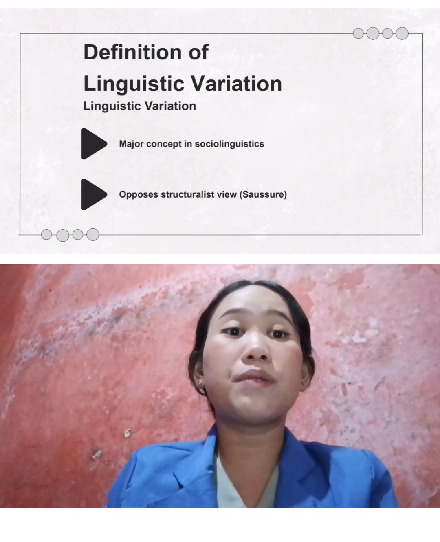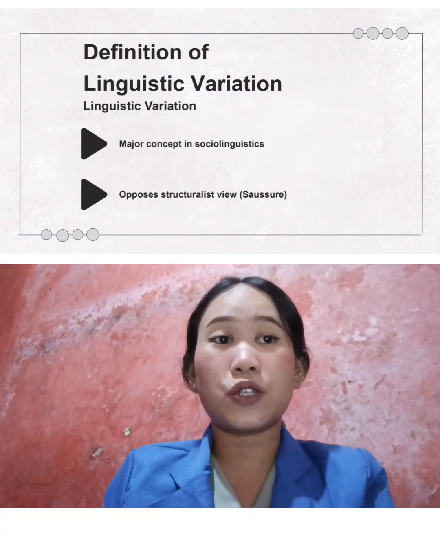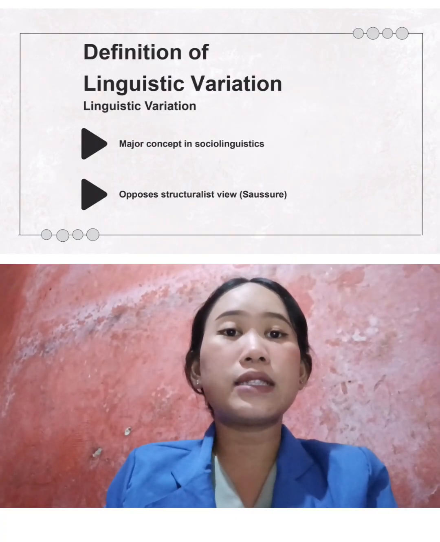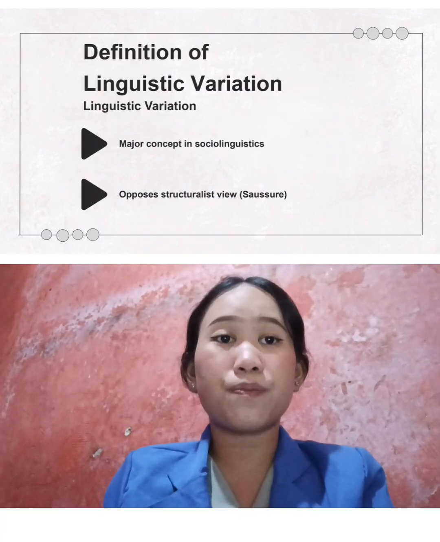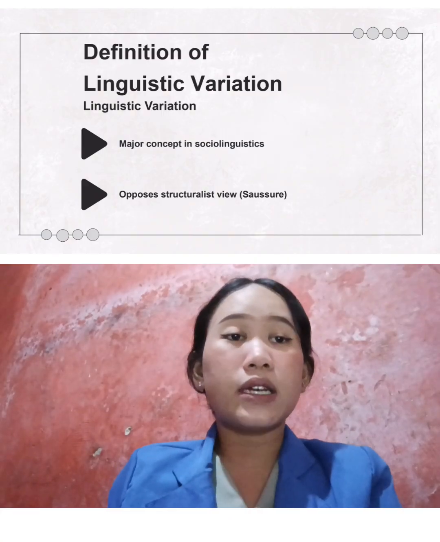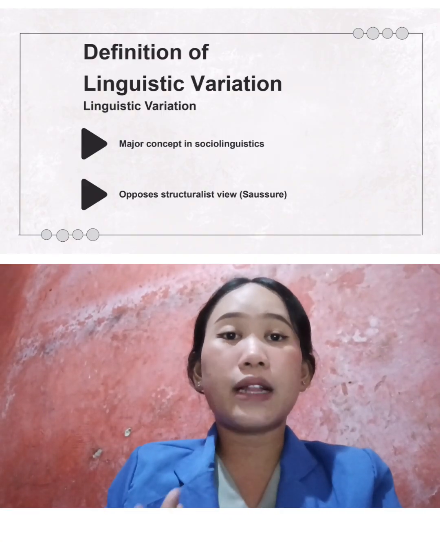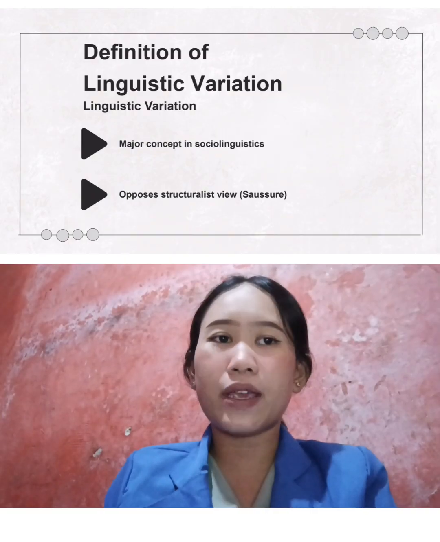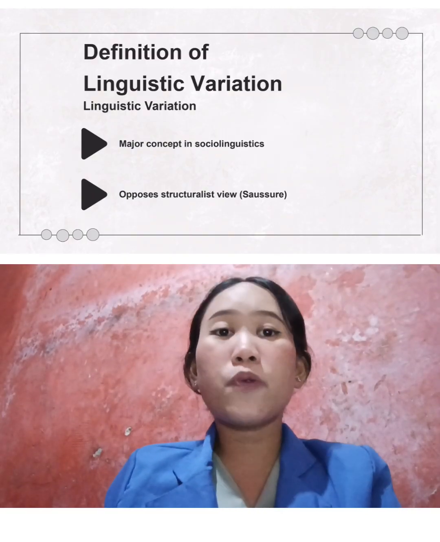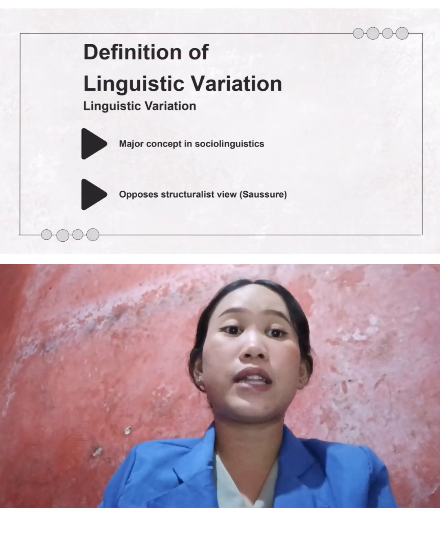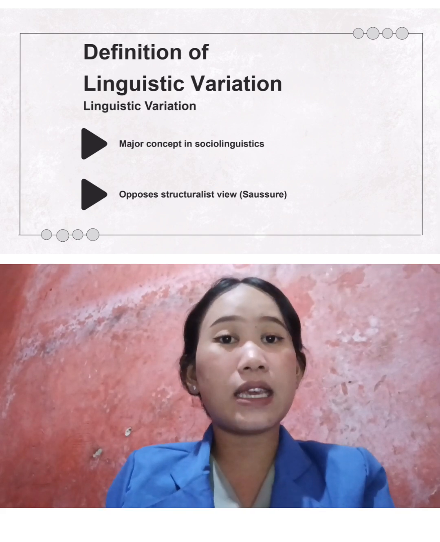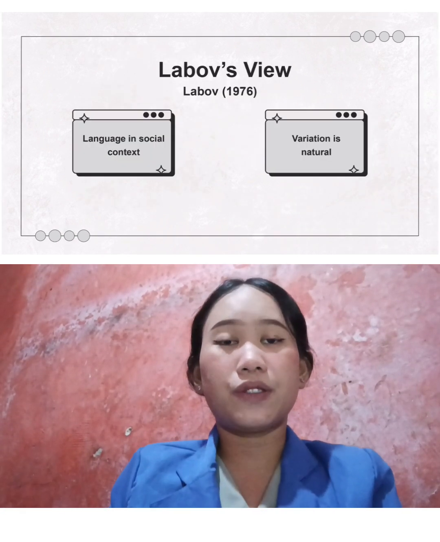Linguistic variation is one of the most important concepts in sociolinguistics. It opposes the structuralist view proposed by Saussure, which assumes that language has only one correct form. In reality, people don't speak the same way in all situations. Language varies naturally depending on social context, speaker identity, and communication goals. Next slide is Labov's views.